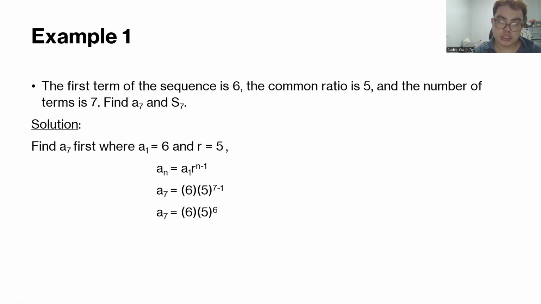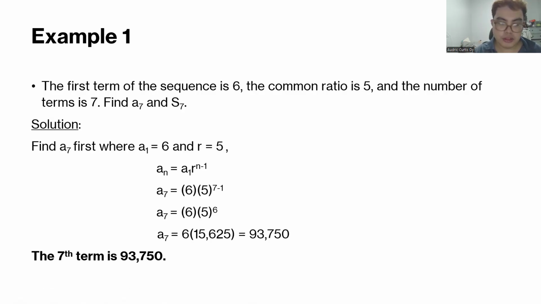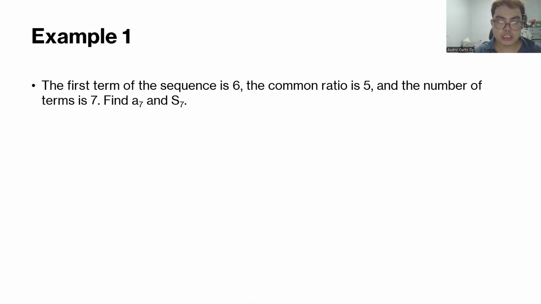So we're going to simplify 5 raised to the power of 6 before we multiply it with 6. So 5 raised to the power of 6 is 15,625. Then we multiply it with 6, which is the first term. Then the product is 93,750. So the seventh term is 93,750.